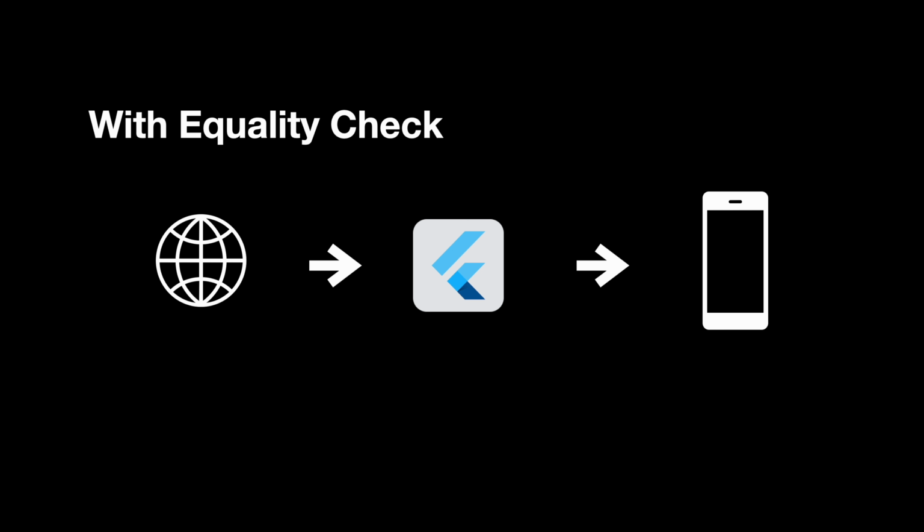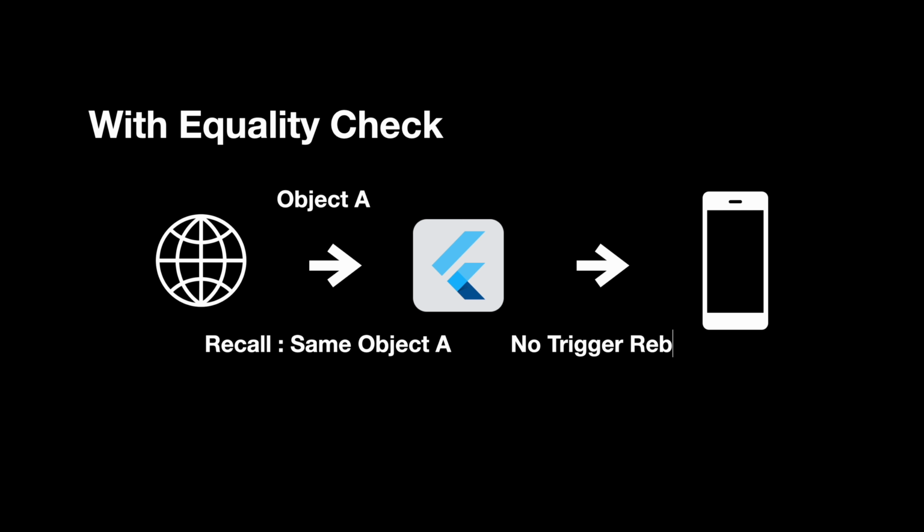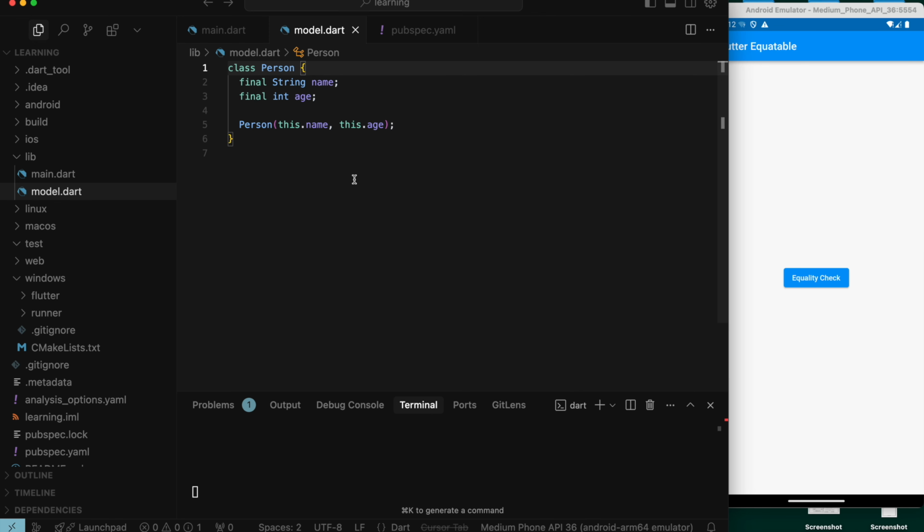Now, by adding equality check, two instances with the same values are considered identical and Flutter won't trigger a rebuild. This ensures only truly different states will trigger a UI update. All classes in Flutter by default have no equality check.